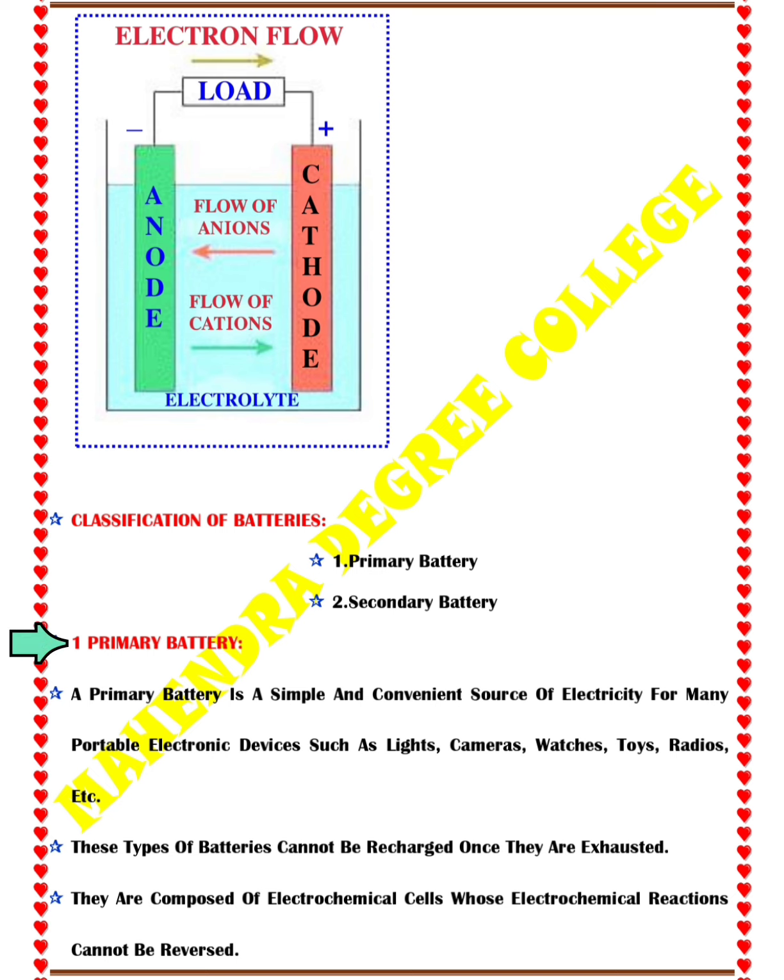To begin with, we will talk about primary batteries. A primary battery is a simple and convenient source of electricity for many portable electronic devices such as lights, cameras, watches, toys, radios, etc.